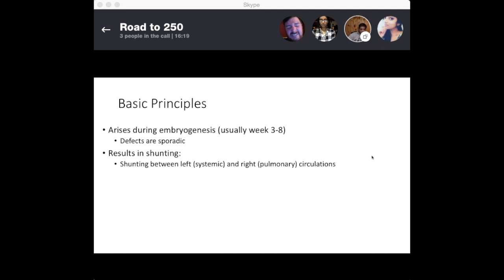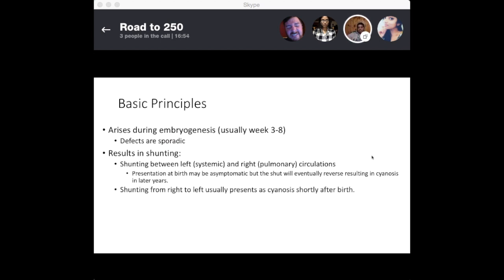How do these present? Cyanosis, between left to right? Late cyanosis, like later, not at birth? Yes, later. So presentation at birth is going to be asymptomatic, but the shunt will eventually reverse, causing the cyanosis in later years. And there is a term for that, we'll talk about that in a few minutes. And then shunting from right to left usually presents with early cyanosis, shortly right after birth. So those are how you differentiate.